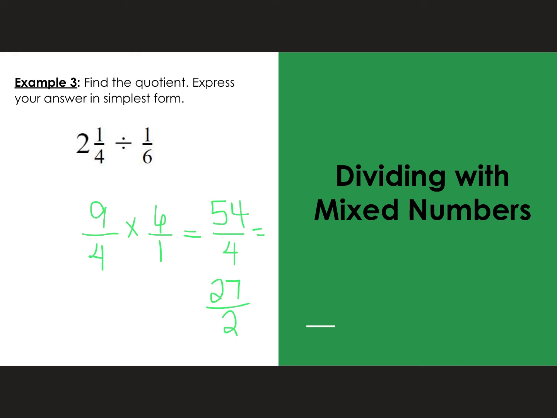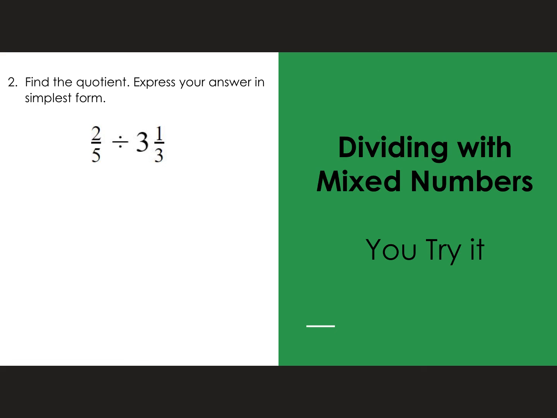If I was going to change that back into a mixed number, I would take 27 and divide it by 2. That's 1. 1 times 2 is 2. Subtract, that's 0. 7. 3. That's 6. And that's 1. And then instead of forming a decimal, I can put my remainder as my numerator and my divisor as my denominator. So it is 13 1/2. You try it.